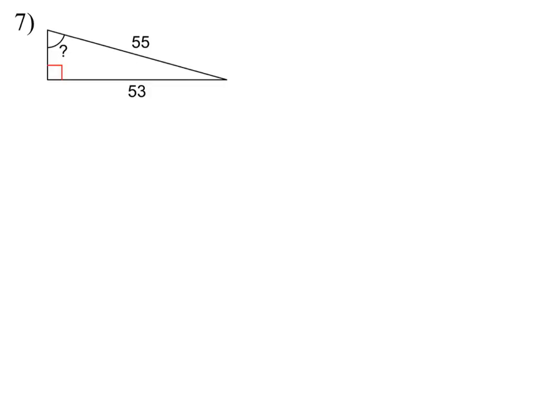Let's do one more so you can see that process again. And I want to show one that it doesn't tell you any of the angles inside, because that requires you to use the inverse trig functions. So let's say we want to find our angle here, angle question mark. Well, the sides we know are the opposite and the hypotenuse, which is sine again. So sine of our question mark is 53 over 55.